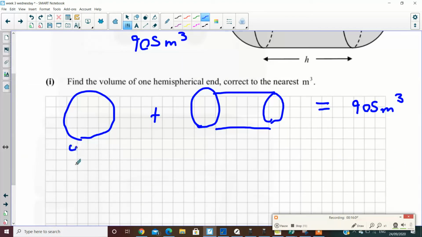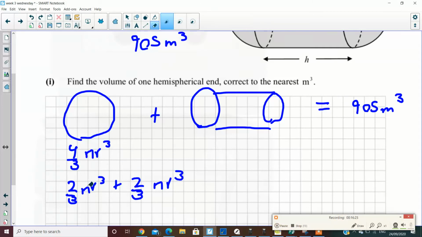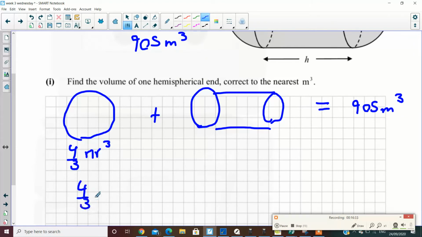What's the volume of the sphere? Or you could have done the two hemispheres separately if you really wanted. I don't see the point in doing the two hemispheres separately. Does that make sense? Yes. What's the radius? 4.5. While we're doing this, what is the point of the question? What does it actually want from me? It wants the volume of one of the hemispherical ends.